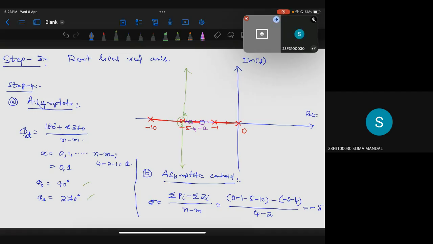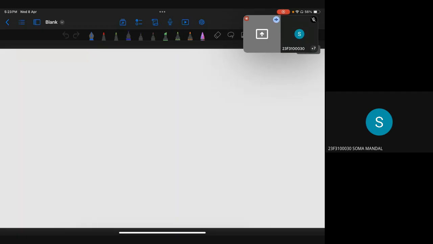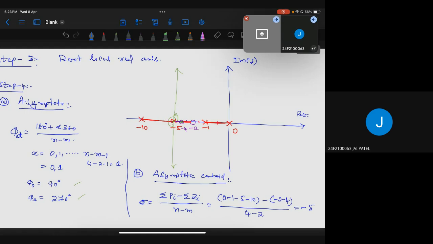Next, step 5 is to find the angles of departure and angles of arrival. Excuse me, sir, is it a coincidence that we get the centroid at -5, which is a pole? Yes, it is just a coincidence. The centroid will not necessarily be at a pole or zero. It can be anywhere on the number line. We can get it somewhere in the middle of -5 to -10 also.